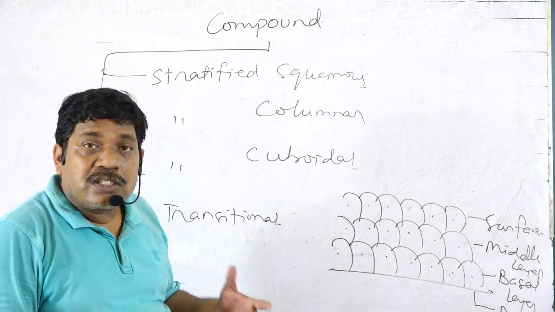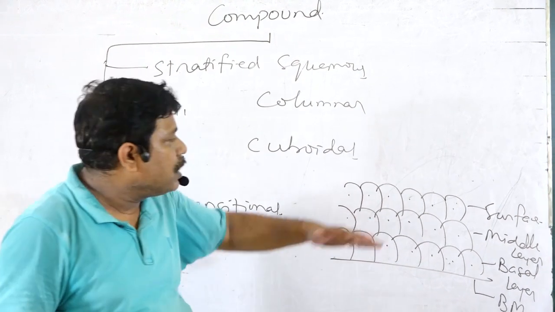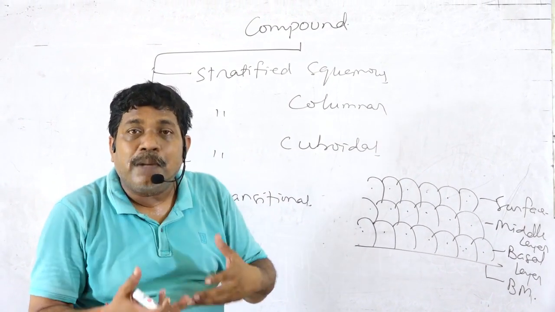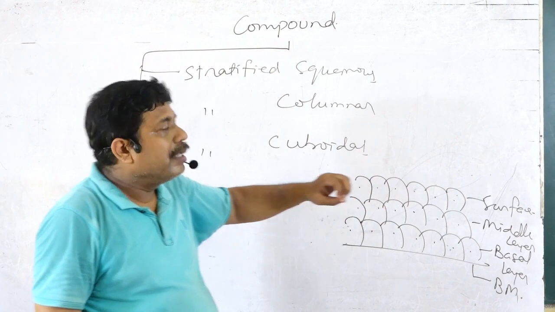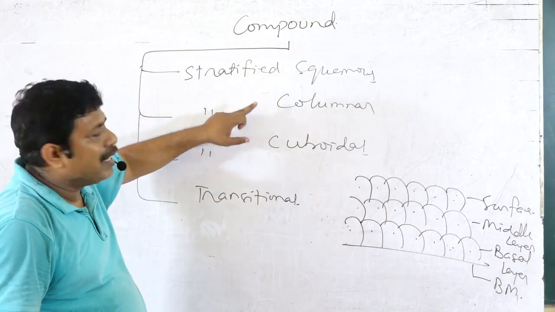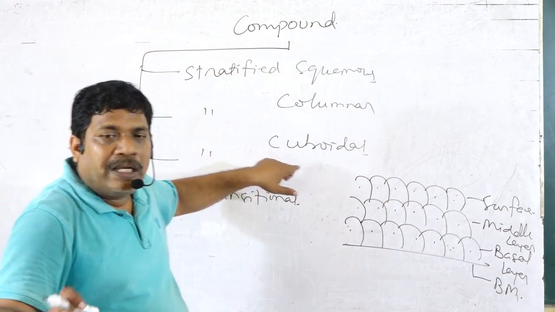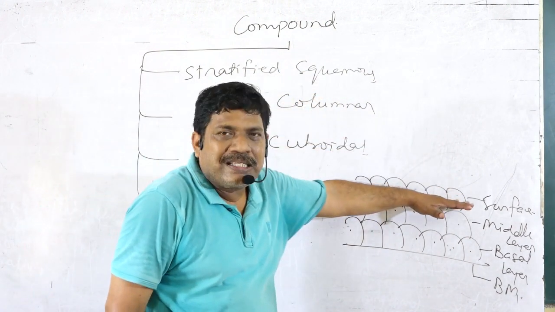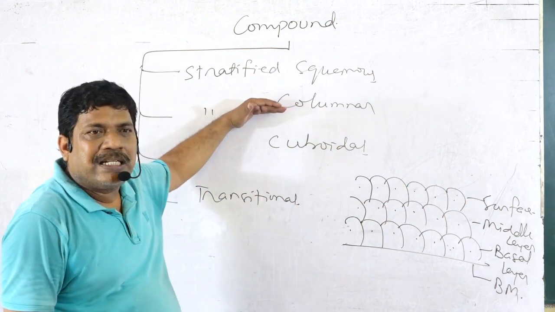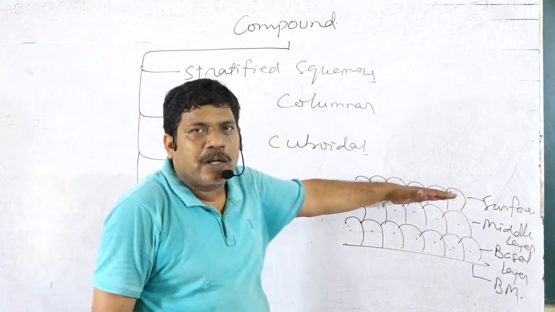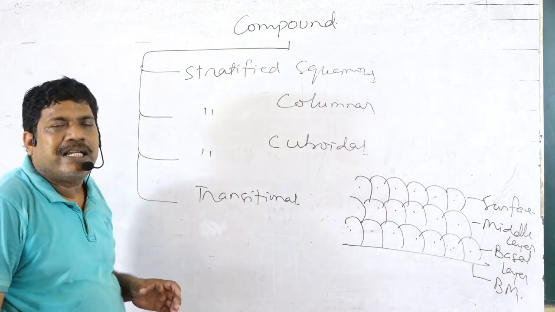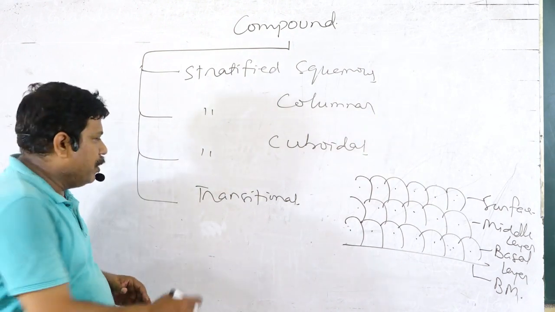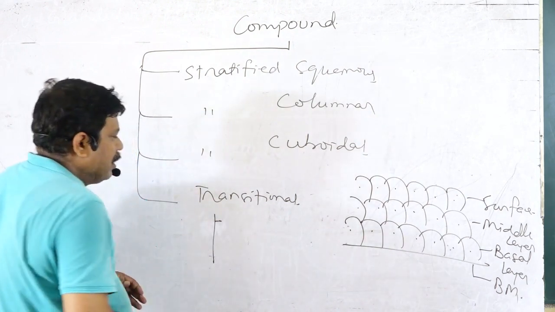So on the basis of shape of cells present at the surface layer, which shape of cell is present at the surface layer, that may be squamous, columnar, cuboidal. If polygonal cells present, it is called squamous. If surface layer columnar cells present, stratified columnar. If at the surface layer cuboidal cells present, it is stratified cuboidal. And last, the transitional epithelium, it has certain characteristics.